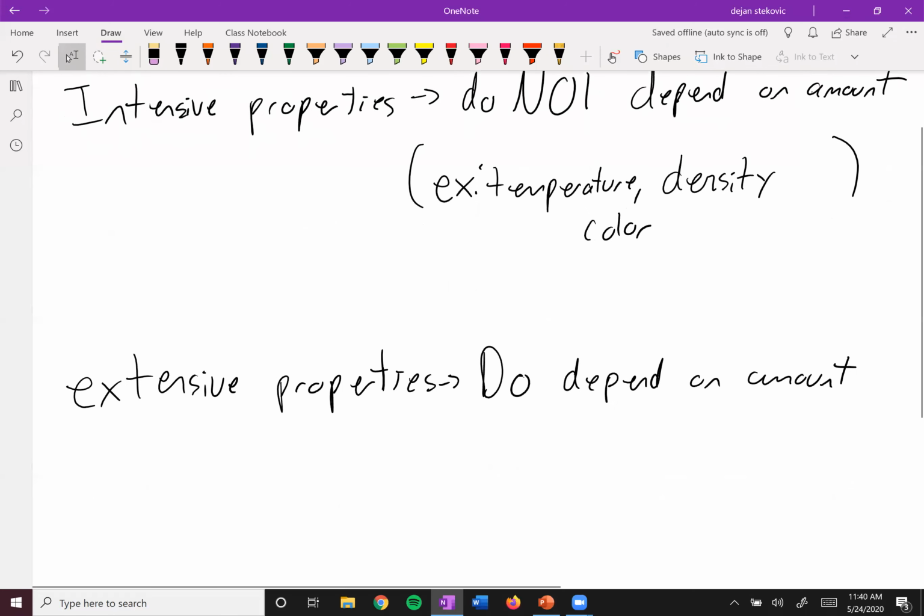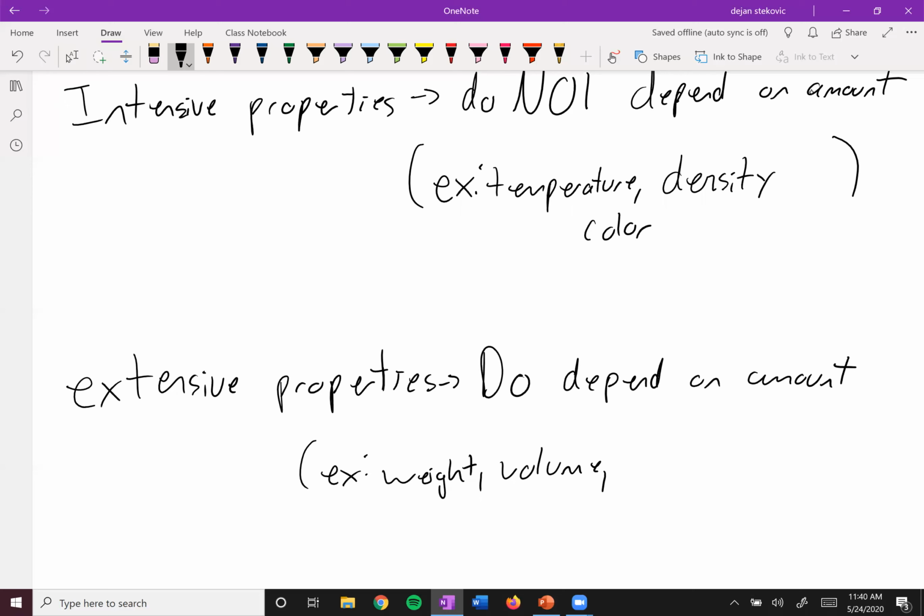Whereas extensive properties do depend on the amount. So for example, weight, right? If you have two bowling balls, they weigh more than one bowling ball. Volume, if you have 1 liter of water, that's less than 10 liters of water.